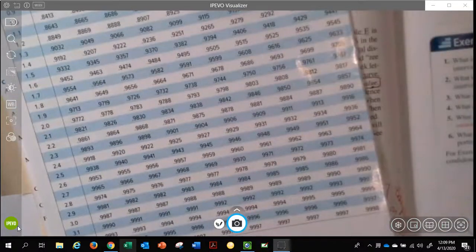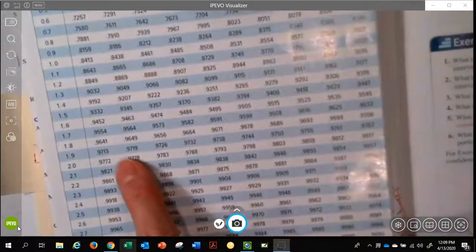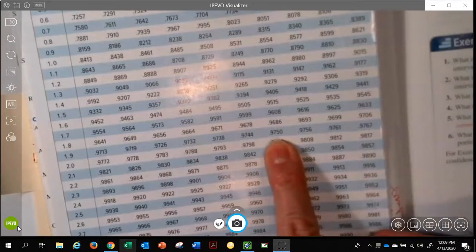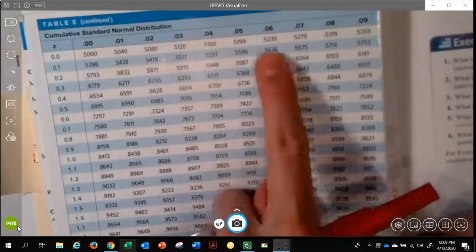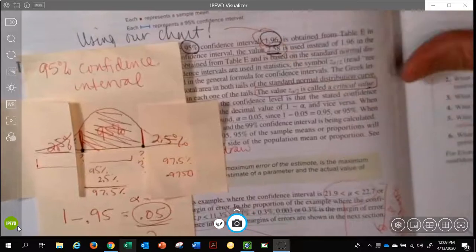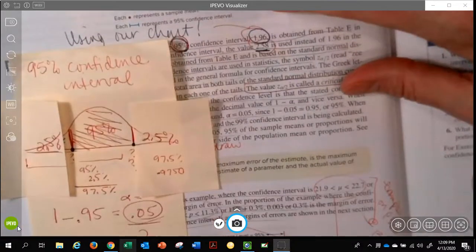So now, when I go look in my chart at 97.5% or 0.9750, I got my confidence back. Looky there, 0.9750. It is located at 1.96. And that's that number right there that didn't make sense a while ago. So 1.96 is what we're going to use for our 95%.